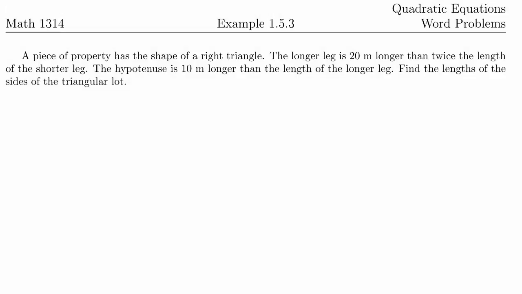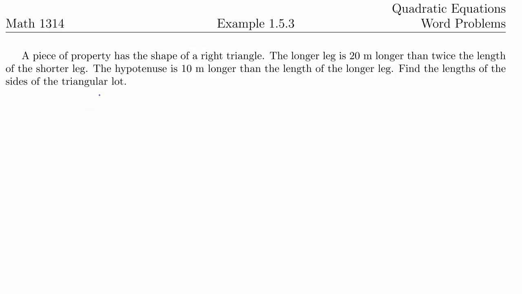Hello. The following example is another word problem. This is example 3 in section 1.5. A piece of property has the shape of a right triangle. The longer leg is 20 meters longer than twice the length of the shorter leg. The hypotenuse is 10 meters longer than the length of the longer leg. Find the lengths of the sides of the triangular lot.